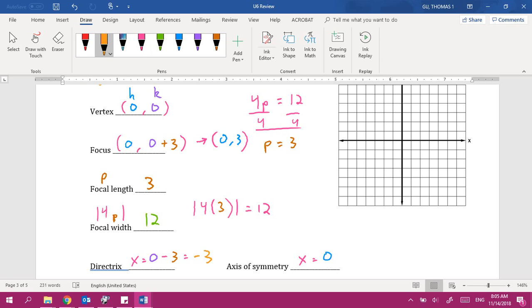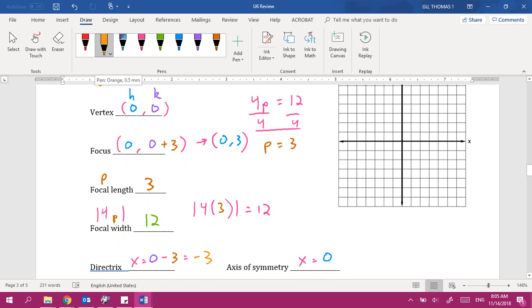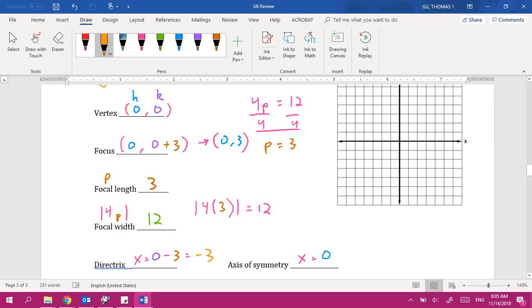And so now we can graph everything, okay, right? So let's graph the directrix first. X equals -3. What does that look like? Oh, wait, it's not x. You're trolling. All right. Whoops.